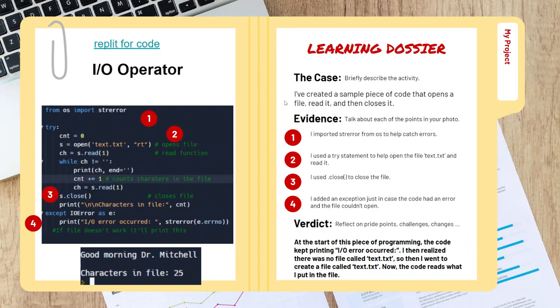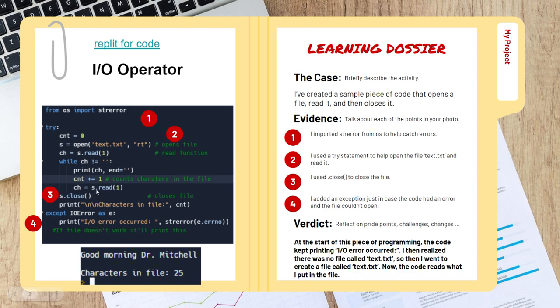So I've created a sample piece of code that opens a file, reads it, and then closes it. Here at point 1, you can see that I imported strerror from os. This can help me catch any errors in my code. At point 2, I opened the file text.txt and then I read that file. And then at point 3, I closed the file using the .close method.